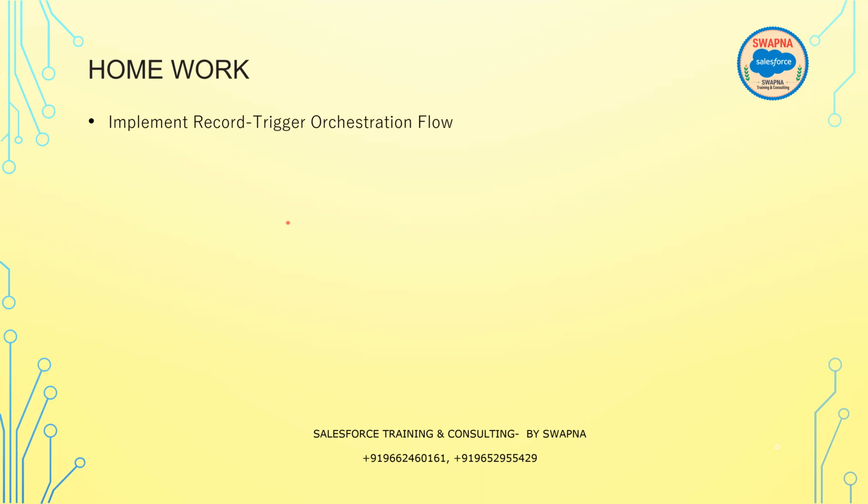Okay, so homework: implement a record-triggered orchestration flow. Try if you are able to do it, because we need to at least understand how the orchestration flow works. Select it as an account is created, industry equal to banking. And in step 1, add a radio button. Similarly to what I have done, you have to create another screen flow where you add a radio button.